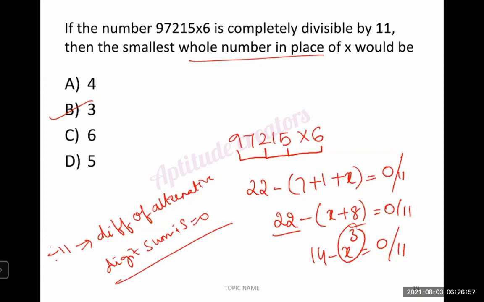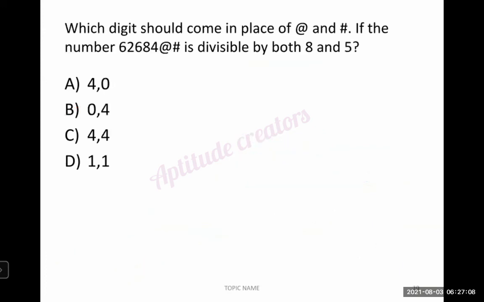If you do practice, you can easily crack this type of questions in less than 20 seconds for sure. Moving forward to next. Which digit should come in place of @ and # if the number 62684@# is divisible by 8 and 5? Now what is the divisibility rule for 5? If the unit digit is 0 or 5, then the whole number is divisible, right?